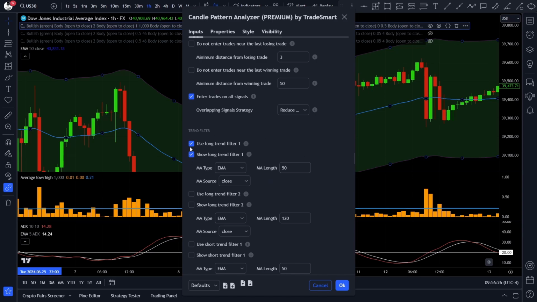Here is the trend filter setup. I am using the EMA with a 50 length. The source is set to close. This simply means that long entries are only allowed if the candle closes above the EMA.